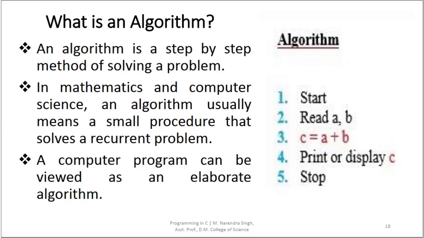I'll show you a very simple example of an algorithm of adding two numbers. Algorithm means a step-by-step procedure of doing a task. So step number one, we start. Step number two, the values of two numbers are stored at A and B. Then step number three, we add the values stored in A and B and assign it to C. Then step number four, we print or display the value stored in C, and five, we stop. The step-by-step procedure of doing something is called an algorithm.